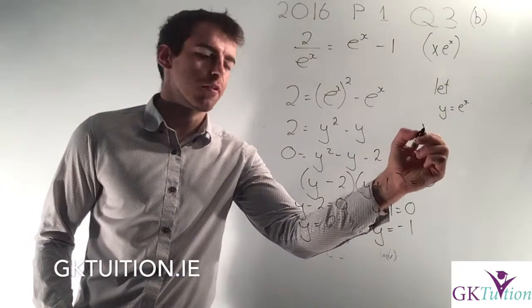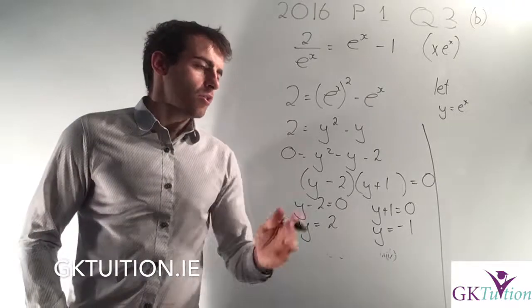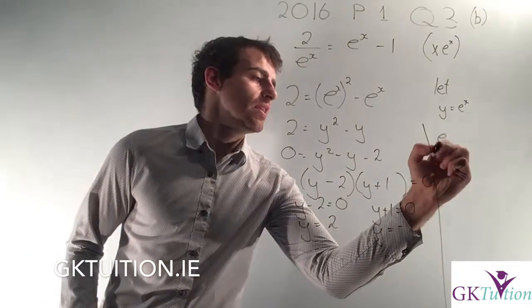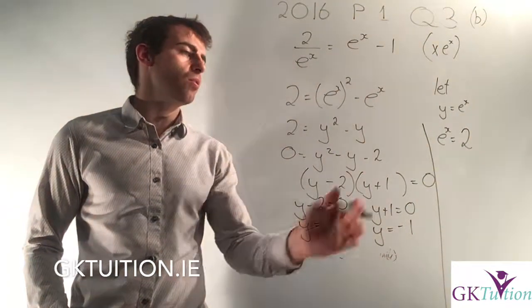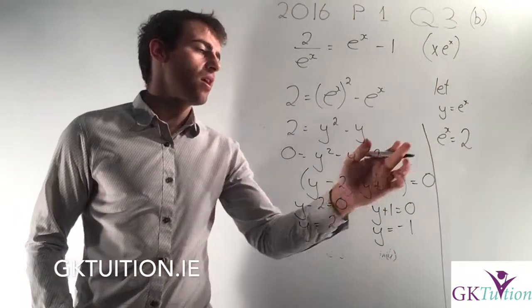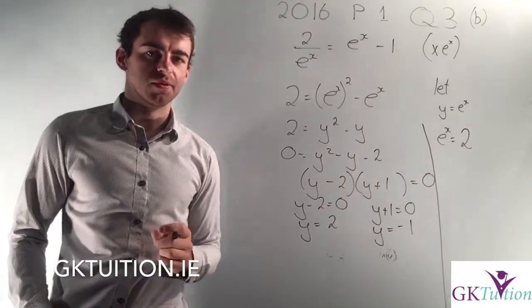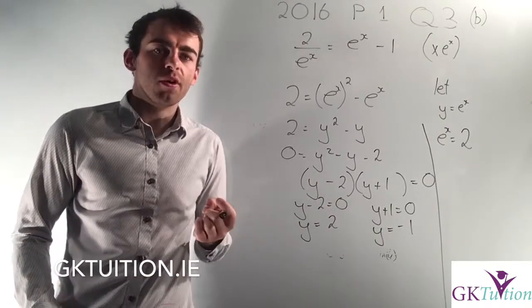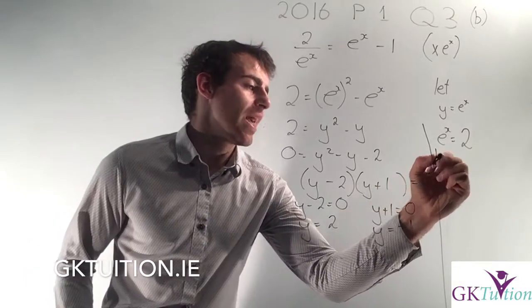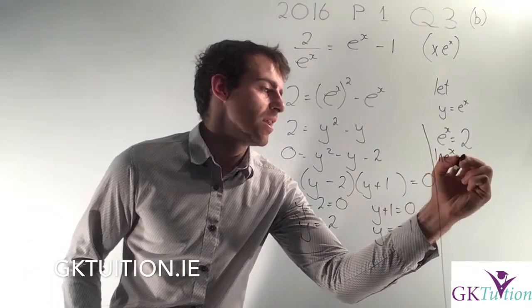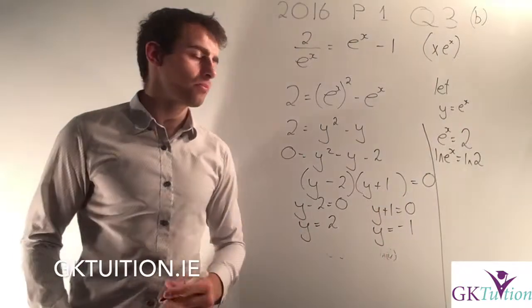So let's continue this over on the right hand side. In the first scenario, I can say that e to the power of x is equal to 2. If y is equal to 2 and y is equal to e to the power of x, then clearly e to the power of x is equal to 2. If my unknown is in the power, that means I have to introduce logs. So I can say that ln e to the power of x is equal to ln 2.